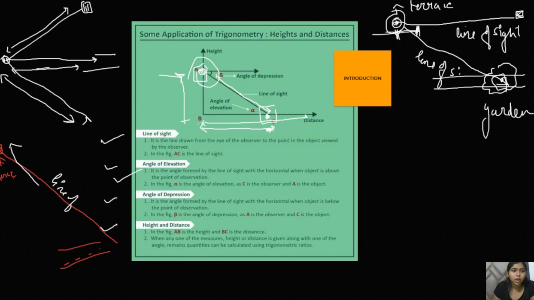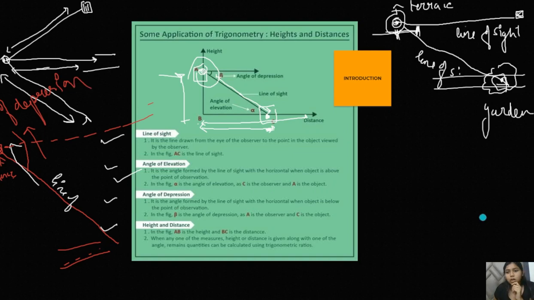Now, this is the horizontal from the eyes of the person and this is the line of sight. So the angle formed when the object is present below the eyes of the observer, the angle formed between the horizontal and the line of sight, that particular angle is your angle of depression. I'm just telling you again.